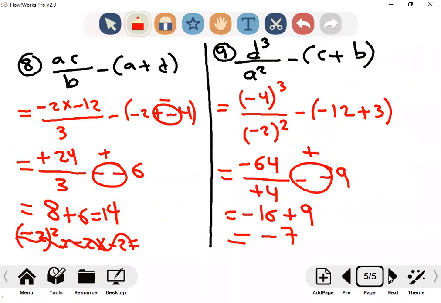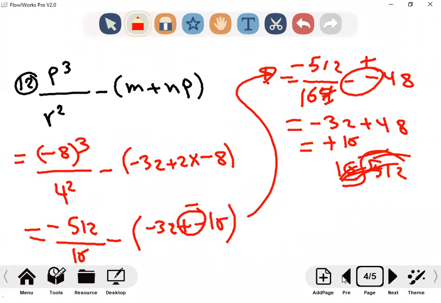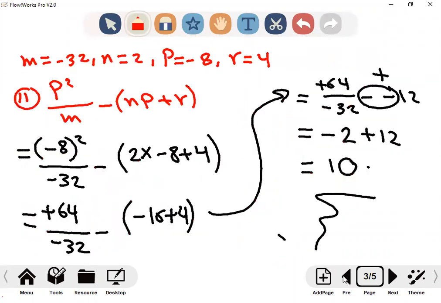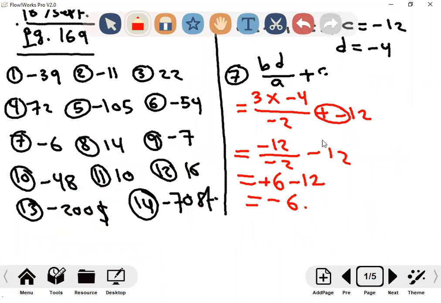This is question 8, 9, and here 12, and here 11, and here 14, and here 7. Yes, 11. What? Where?